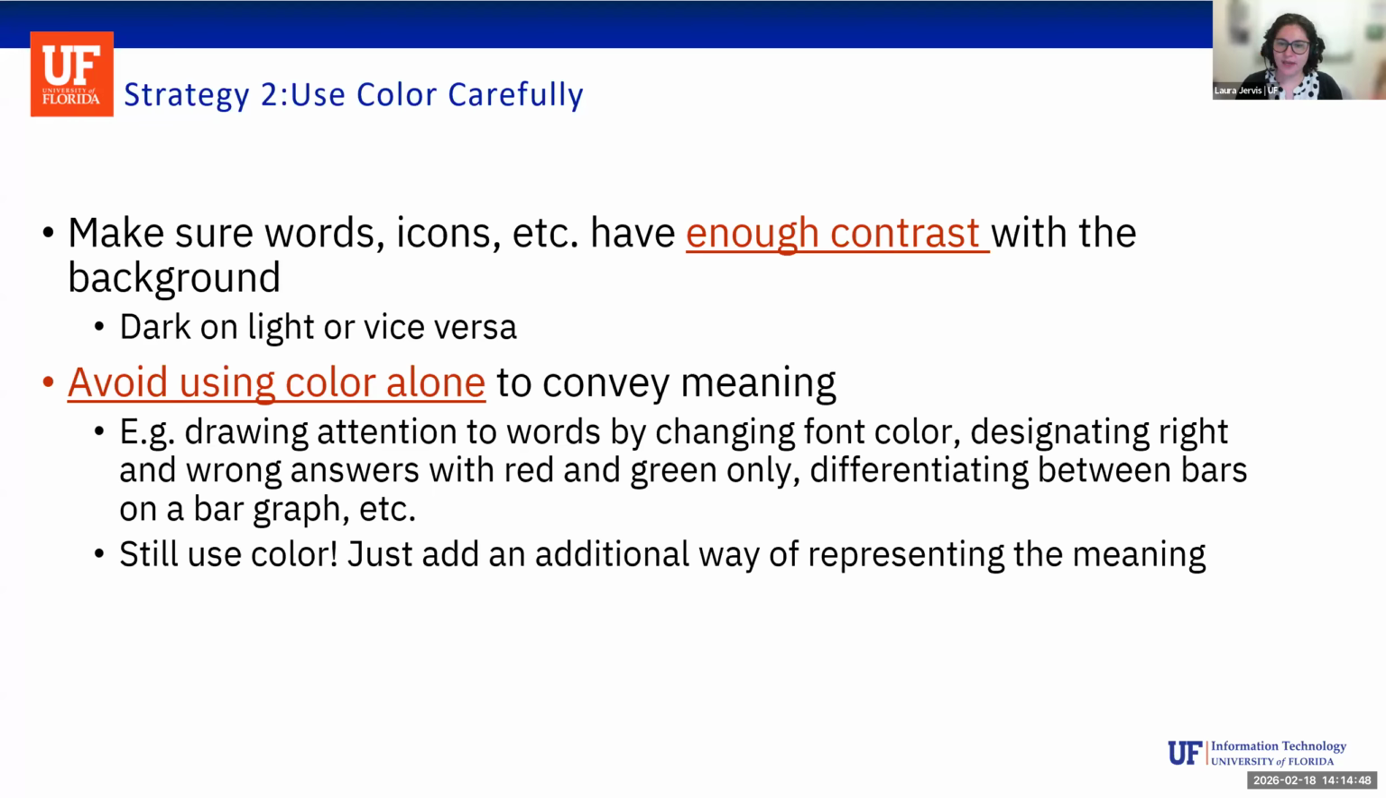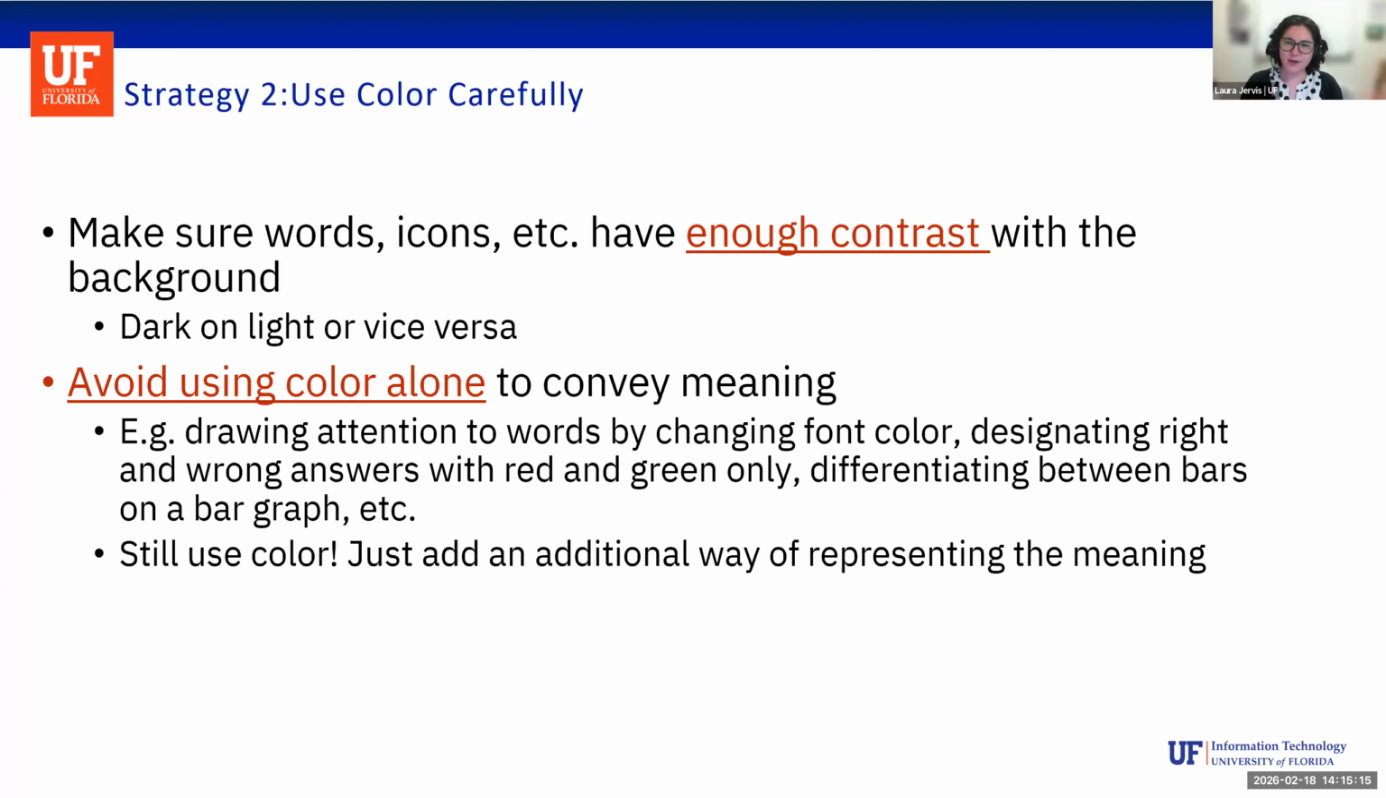One of them is to make sure that words, icons, things like that have enough contrast with the background. So that's really not so much about the color choice in terms of the hue. It's really about the value, like how dark or light it is. So this is something that you probably naturally do a lot of anyway. If you have a light background, you're using dark text and vice versa.